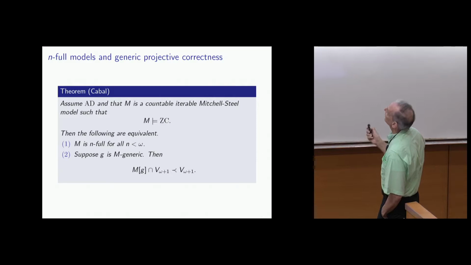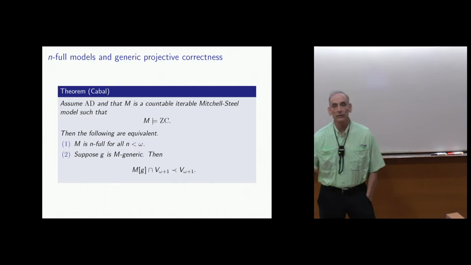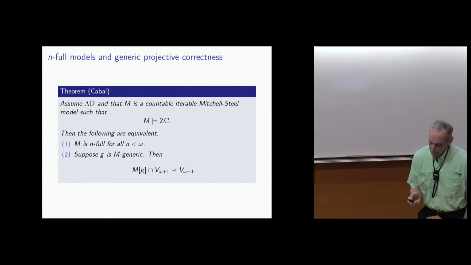Suppose G is M-generic for some partial order in M, then you form the extension of M by G. It's a Zermelo model, that's not a problem. You intersect with V omega plus one, and that's elementary in V omega plus one. So an iterable Mitchell-Steele model is n-full for all n if and only if all of its generic extensions are projectively correct. Okay, so that's a nice conceptual surrogate for the more technical notion of being n-full.